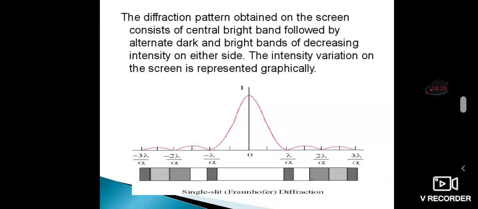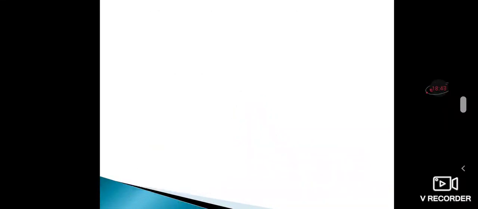Whatever x we have considered, that x is nothing but a distance, only half of that. So from minus lambda by 2 to O, or O to lambda by 2, whatever you have taken, that is called x. Therefore 2x means it is the entire width of our central maximum. So this will be given graphically.